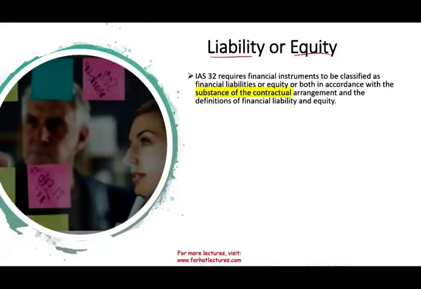So IAS 32 requires financial instruments to be classified as financial liabilities, equity, or both. Am I buying a debt? Am I investing in debt? Or am I investing in equity? Or is it both? It's an equity and a liability, which we'll see some instruments will be. We have to look at the substance of the contractual arrangement and the definition of the financial liability and equity.